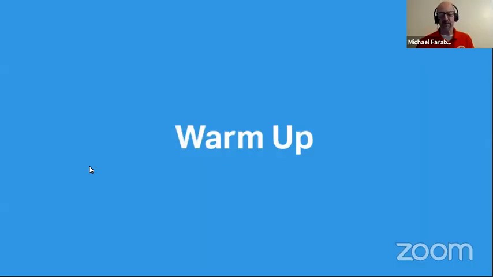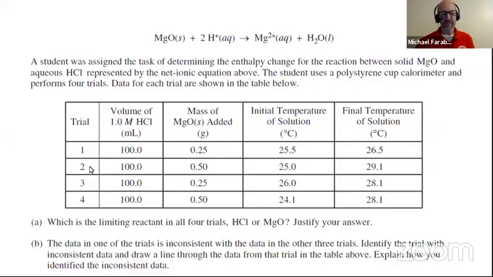For our warm-up problem, this would be the AP practice problem that I had assigned for homework on Friday. And so this particular laboratory situation involves calorimetry. A student was assigned the task of determining the enthalpy change for the reaction between solid MgO, magnesium oxide, and aqueous HCl, hydrochloric acid. Notice that the hydrochloric acid is HCl, but the net ionic equation is shown above. So chloride ions have been eliminated as spectator ions. The student uses a polystyrene cup calorimeter and performs 4 trials. Data for each trial are shown in the table below.